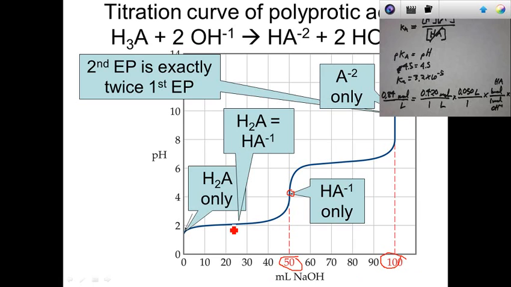Halfway to the endpoint here would be at 25 mils, and here's another case where the pH, about 2, would be equal to the pKa of about 2. So a Ka of about 10 to the minus 2. Halfway to the second endpoint would be here at about 75, and that's where we have the pKa of about 6.5, equal to the Ka of whatever that works out to be. So this is how I can use titration curves to answer the same kind of questions you'll find in your lab.